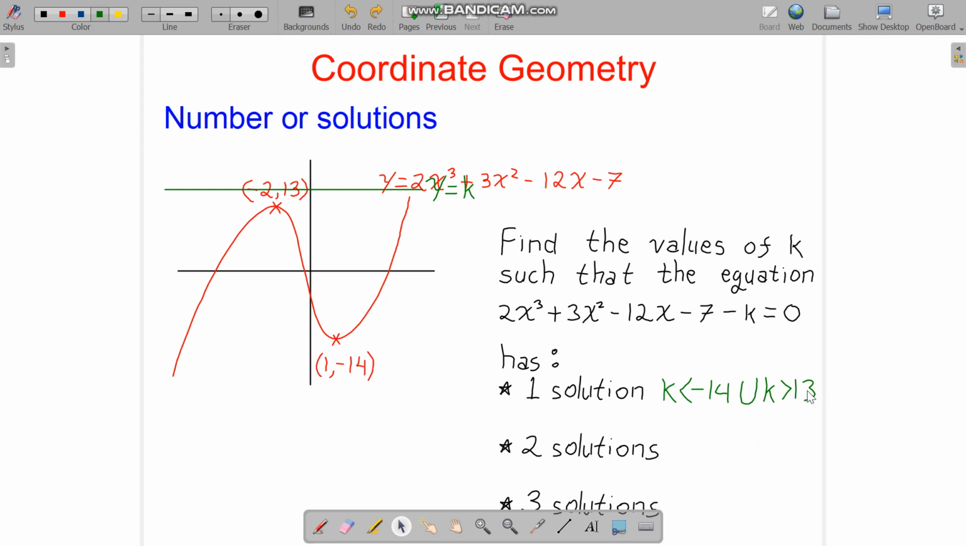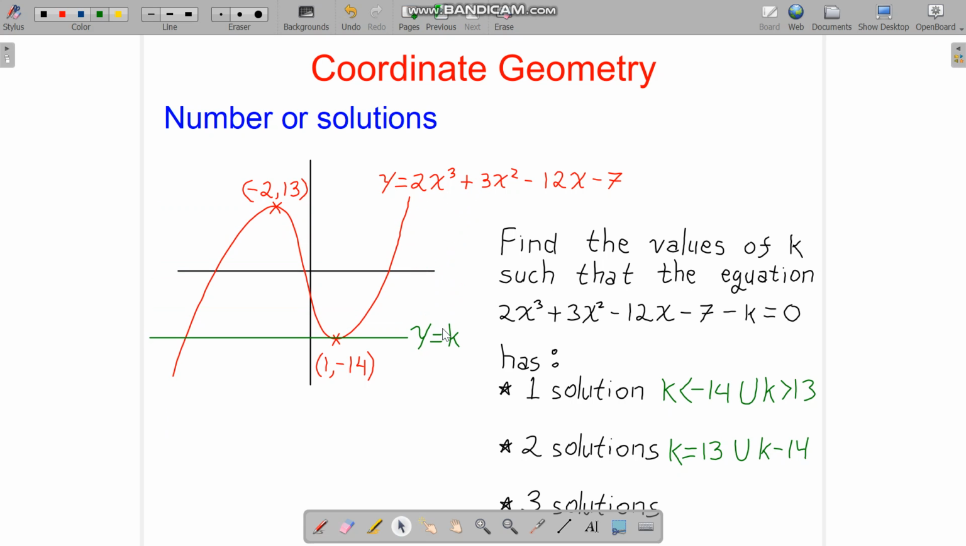We have one solution. When do we have exactly two solutions? Well, that is when we are touching the maximum point here, because we have one intersection around here and one intersection at the maximum point. So that is when k is exactly 13, and when k is exactly minus 14. That's how we can get two solutions or two intersections.